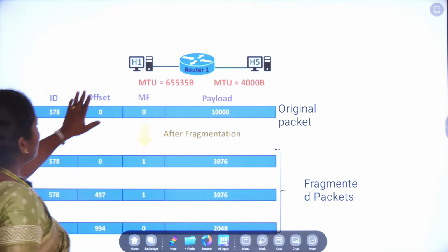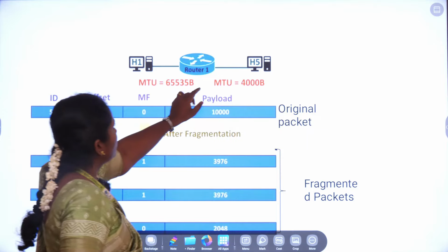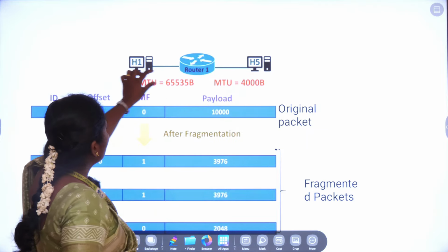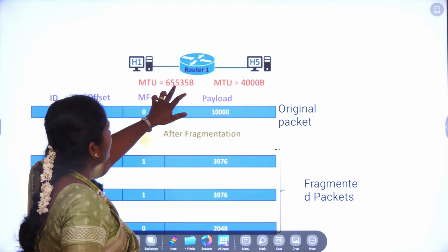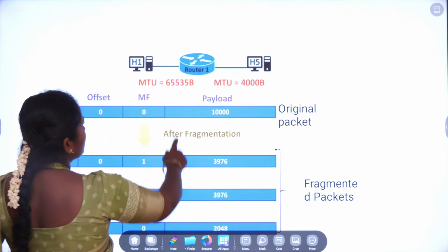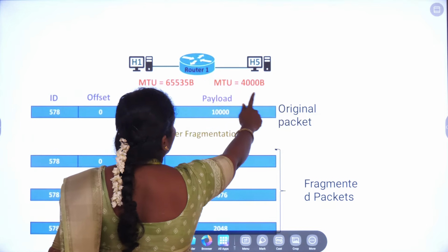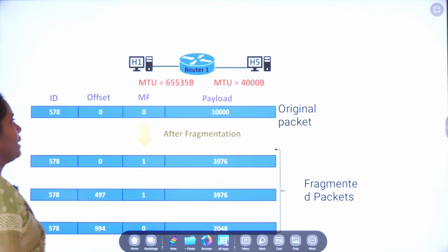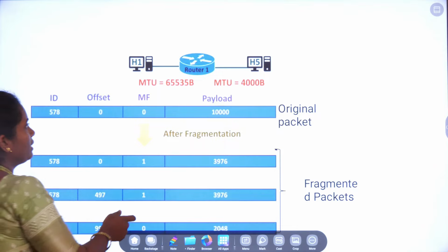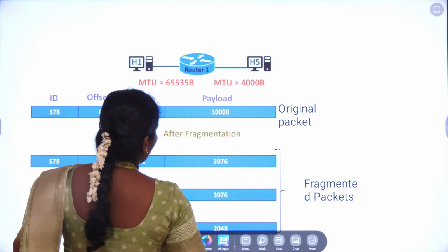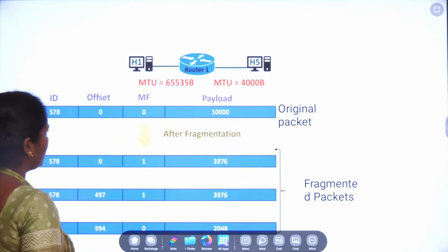Next, for example, consider host 1, router 1, and then host 5. From host 1 to router 1, the maximum transmission unit is 65,534 bytes. From router 1 to host 5, the maximum transmission unit is 4000 bytes. It will differ based on the LAN. Next we will see a real-time example.